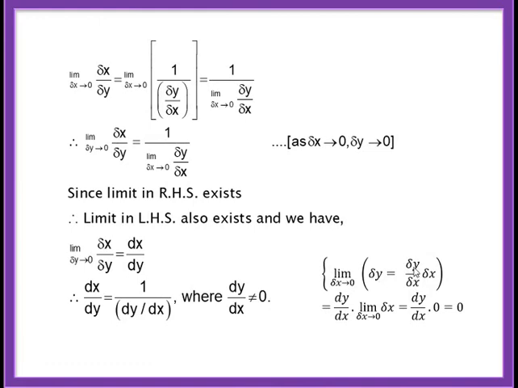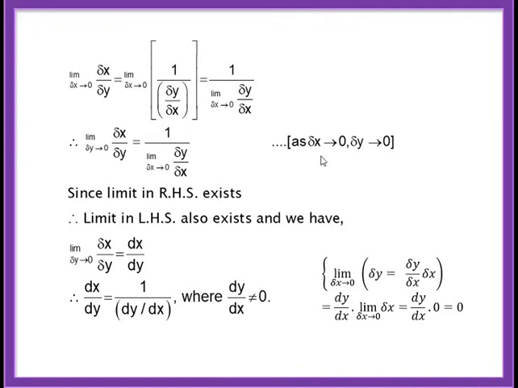Delta x gets cancelled, so delta y only. Now the limit of a product is the product of limits. What is the limit of delta y upon delta x? dy/dx, Leibniz notation, into the limit of delta x as delta x tends to 0. It is 0 only. So dy/dx into 0, that is 0. I hope that you understood this.